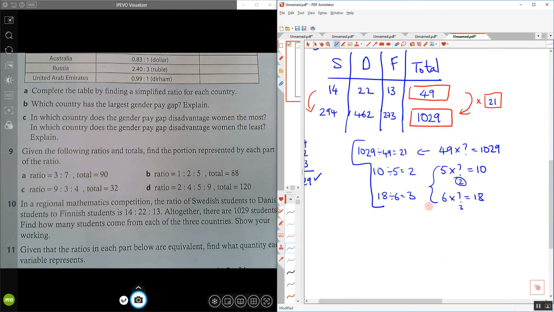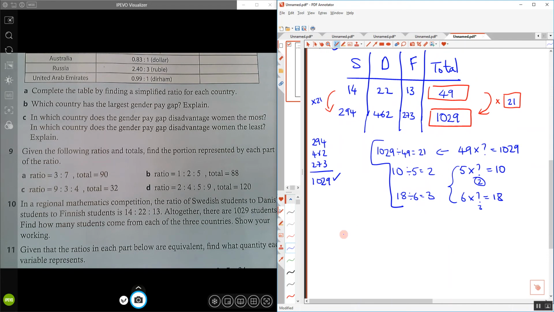What else do we need to do? Yeah, what do we need to write out? Swedish equals? S? What's S? We need to be really clear here, because remember you get your communication points and things. S equals the number of Swedish students, which is equal to 294.